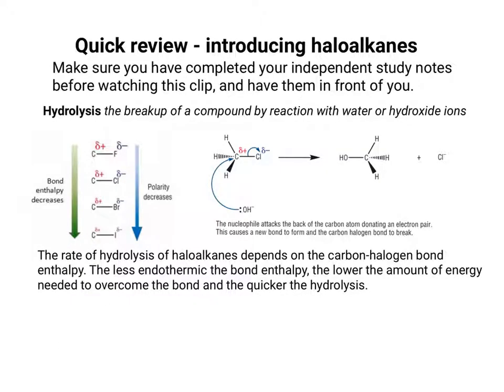So if we consider this particular mechanism, if we're using OH- as the nucleophile, it's also a hydrolysis reaction, which means that the rate of the hydrolysis depends on the carbon-halogen bond enthalpy. The first thing that has to happen is the carbon-halogen bond has to break. So if it takes less energy to do that, then the reaction will happen more quickly.